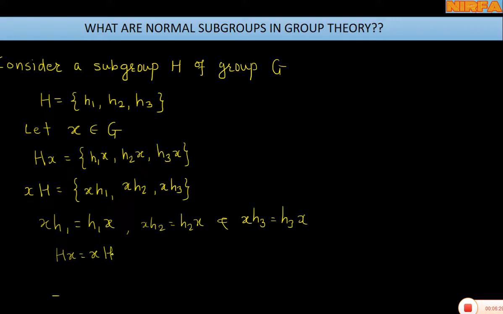So this is the concept of normal subgroups. Any subgroup makes left cosets and right cosets, but there is no guarantee that these left cosets and right cosets are equal. But a subgroup which gives left coset equal to right coset, that particular subgroup is called a normal subgroup of G.